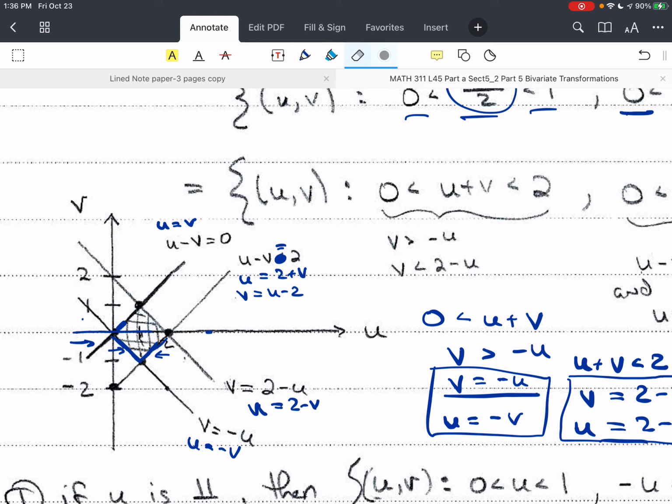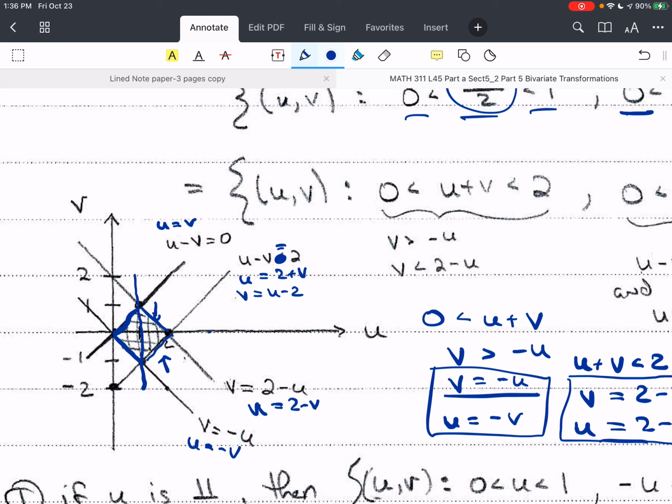Now, if I'm integrating in the v direction, then I need to split this at 1, where u is equal to 1. When u is between 0 and 1, I'm going between this line and this line. And when u is between 1 and 2, then I'm going to integrate in v between these two lines.